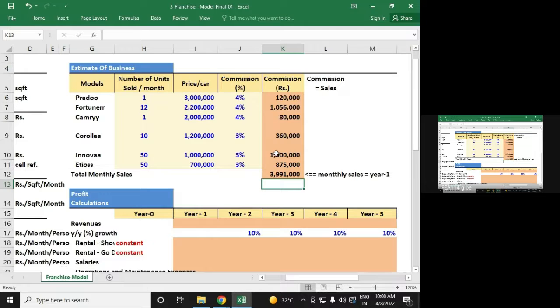Okay, so 39 lakhs 91,000 comes out to be the total monthly sales. Everybody check. Have you got the same? So ये आपका सेल है, okay, और ये भी monthly है. So in order to generate these sales, you will have some costs. Okay, what are the costs? Let's try to understand those.